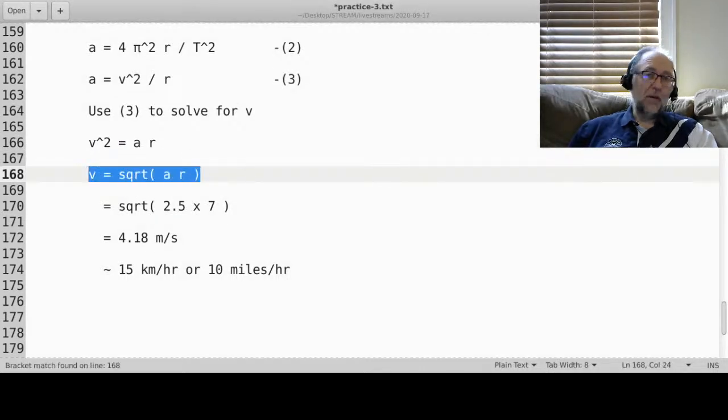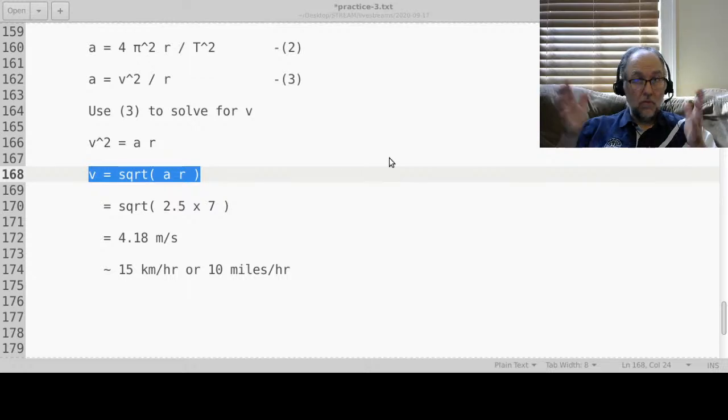And here we don't have to worry about the negative solution because we're just talking about the magnitude of v, like how big v is, not any direction. The directions were in that diagram I gave in the pre-recorded lecture. It shows the centripetal acceleration towards the center, and the velocity tangential to the outside of the circle. Okay, so in plugging in the numbers, you get 4.18 meters per second. And that's the answer.